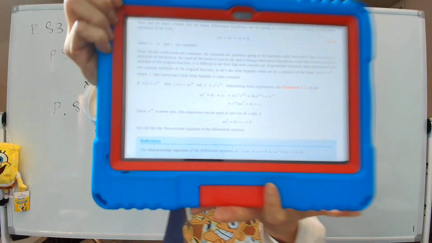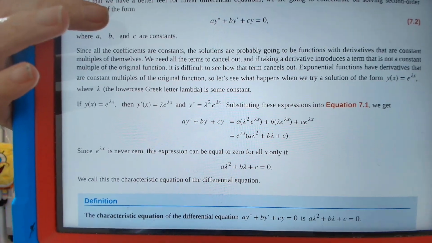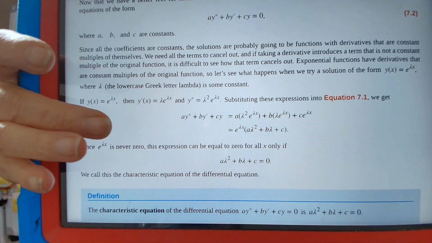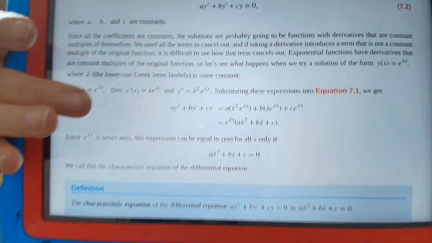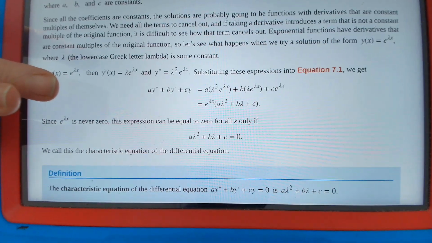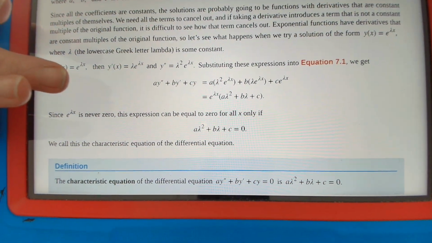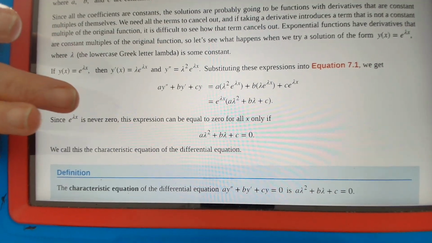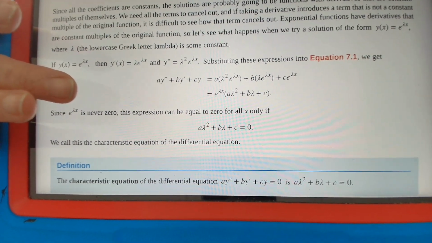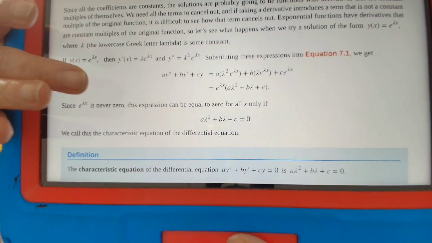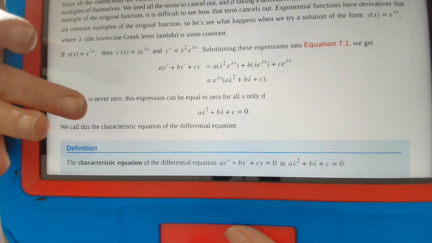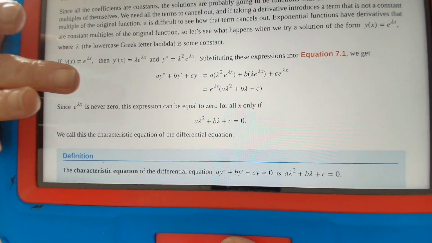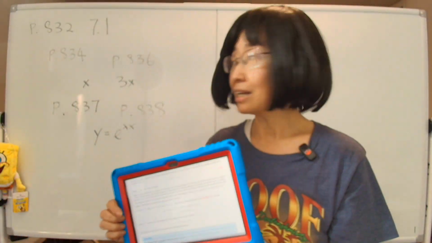Let's plug this thing in there. We'll plug y equals e to the lambda x into the equation on top and take the derivatives. Being that it is e, the derivatives are easy to do. As you can see in your book, you plug it in, and very soon you come up with this equation down here, where you have e to the lambda x, and you can factor it out, and you end up with a lambda squared plus b lambda plus c, which means that if this particular expression equals 0, then this whole thing will equal 0, and therefore this is a solution.